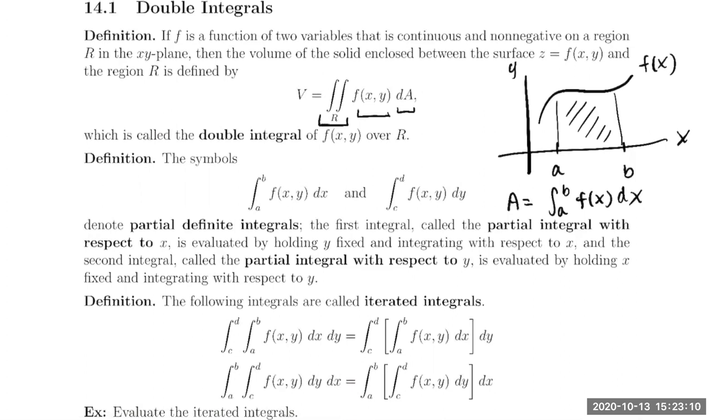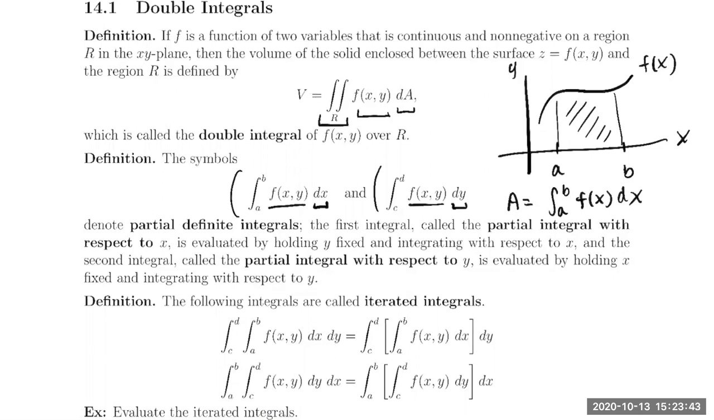These two symbols, both this integral and this integral, are partial definite integrals. Definite in the sense that we have limits of integration, either a to b or c to d, and partial because this is a function of two variables on the inside, but we're only integrating with respect to one variable. Very similar to partial derivatives, where we have multiple variables happening, but we're only taking the derivative with respect to one variable. Now we're going to talk about taking the integral with respect to one variable.